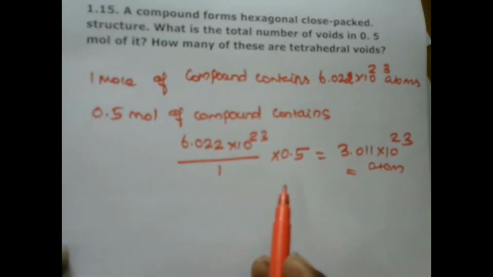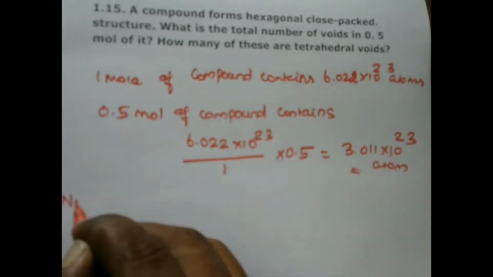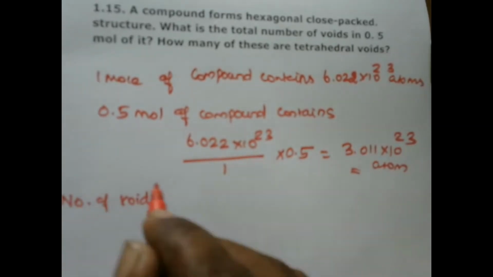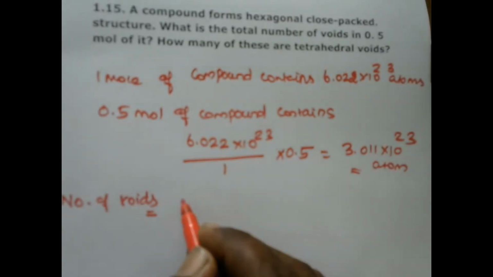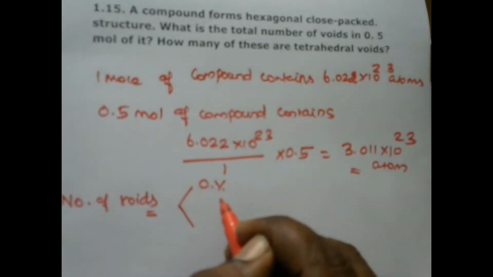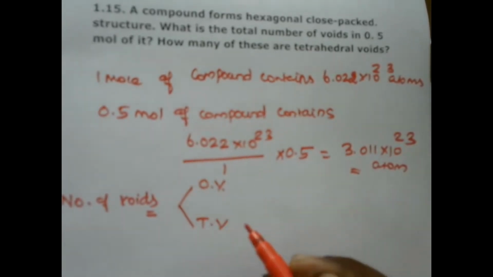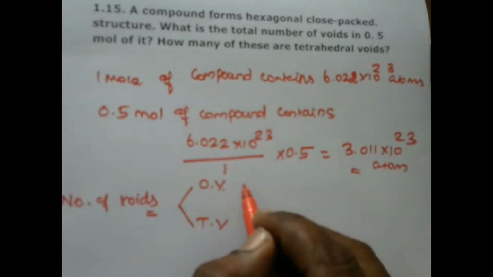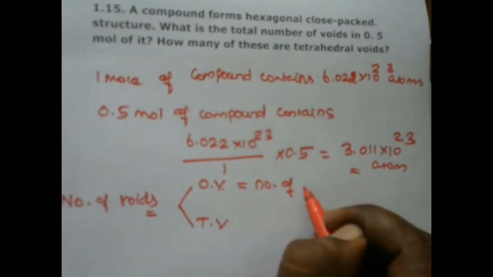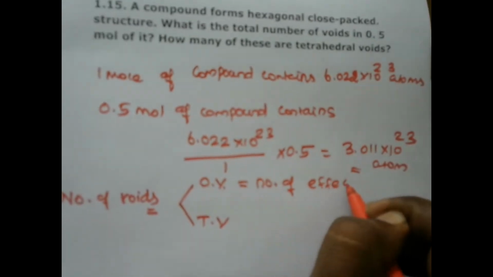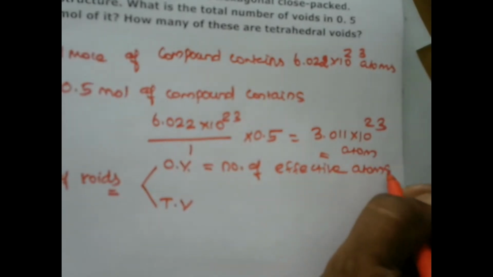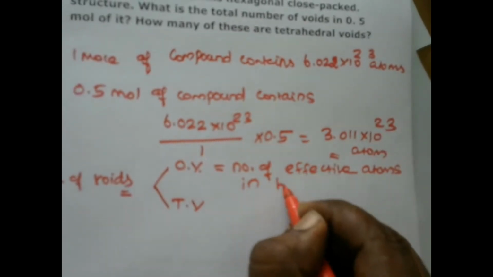Right? Now we have to calculate the number of voids. Number of voids, that is the question here. So when we look at voids, there are tetrahedral and octahedral voids. Octahedral voids I'll write as OV. Tetrahedral voids let me write as TV. Octahedral voids will be equal to the number of effective atoms. Effective atoms in HCP.